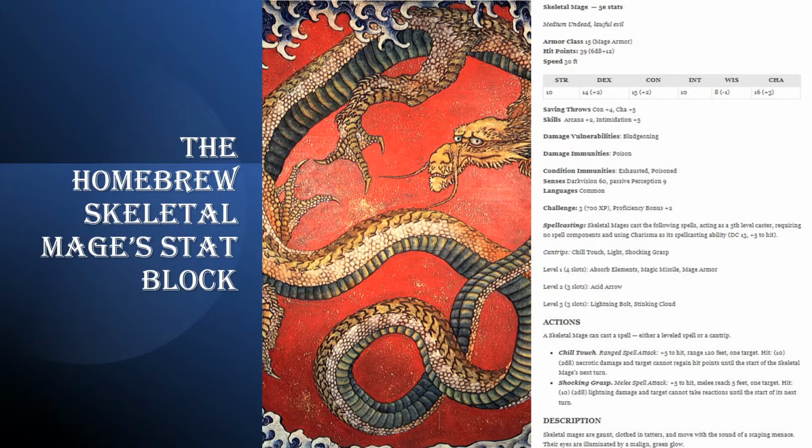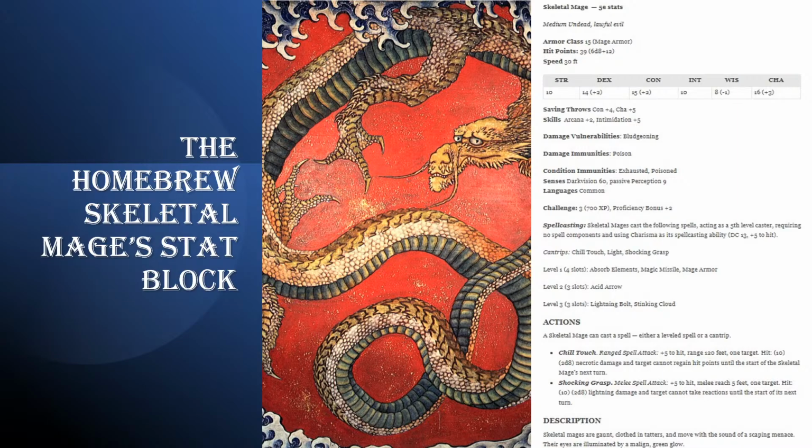And I've written up some actions for the Skeletal Mage for both Chill Touch and Shocking Grasp, just to give you some examples of some basic attack actions that the Skeletal Mage uses. Although typically the Skeletal Mage will be unloading its powerful spells first, like Lightning Bolt and Stinking Cloud, to ensure it gets these off before it is waxed by any group of adventurers.